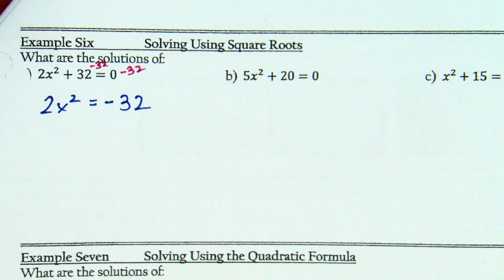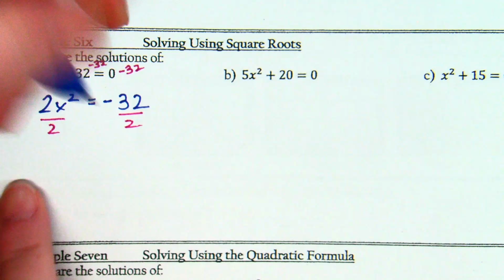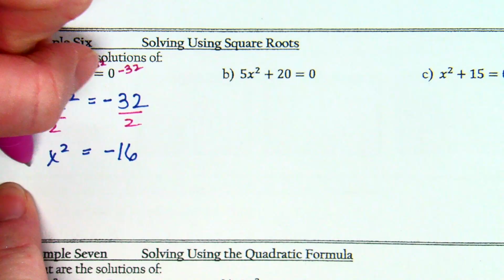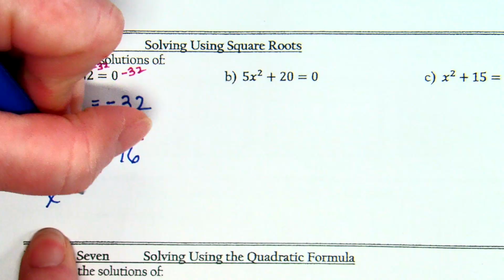How do you work to get that x squared by itself? Divide by 2. If I divide by 2, x squared equals negative 16. What's our normal rule here? Take the square root, right? When it's x squared equals something, you take the square root. If you take the square root of the left, take the square root of the right. What's the square root of x squared? x. What's the square root of negative 16?